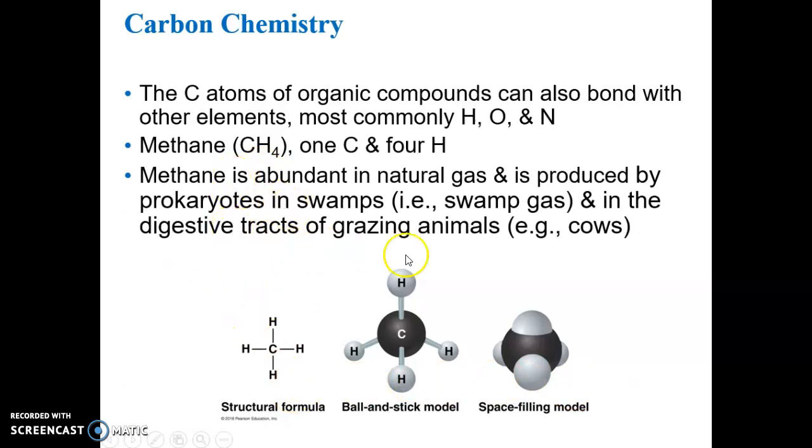Methane is found abundantly in natural gas, like your gas stove, for example, and is actually produced by prokaryotes. If you remember, these are simple single-celled organisms that do not have a nucleus, like bacteria or the archaea that are found in swamps. That smelly gas that's produced is called swamp gas, and it's mostly methane. It's also found in the digestive tract of grazing animals, produced as a byproduct of their breakdown of plant material and grasses, for example. So when cows burp or fart, they are releasing a fair amount of methane.